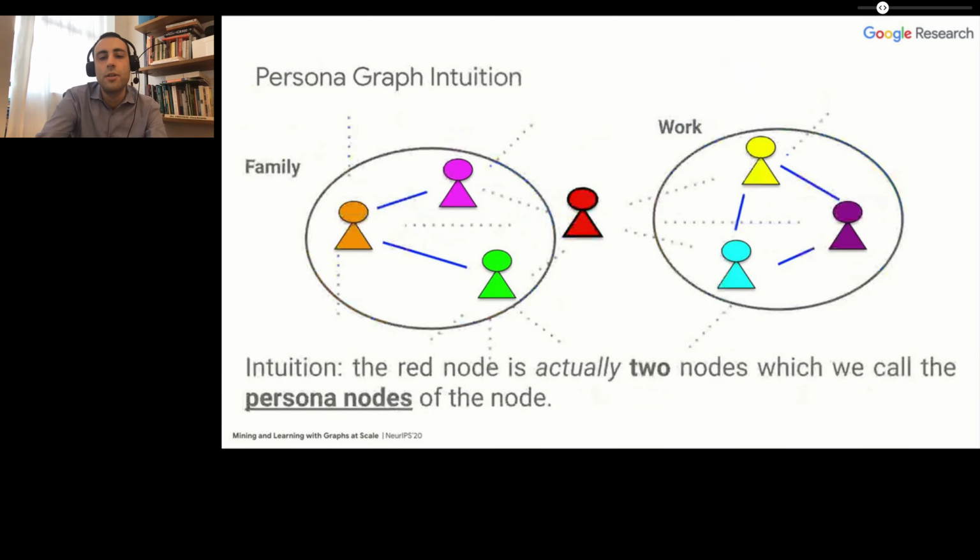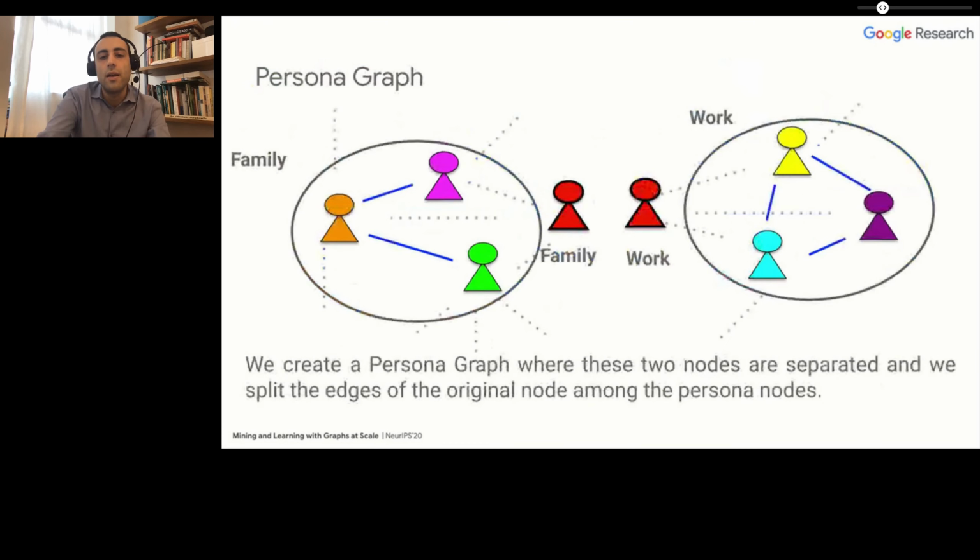So what is the persona graph intuition? As I said, by looking at the ego network of a node, we have identified that this node is part of two communities, right? Family and work. Now that we have identified that the node is part of two communities, what we are going to do is replicate this node and create two separate nodes, which we call the persona nodes. And now that we have these two nodes, we will connect each of them to the specific subset of neighbors of the original node, of whose community this specific persona node is an instantiation.